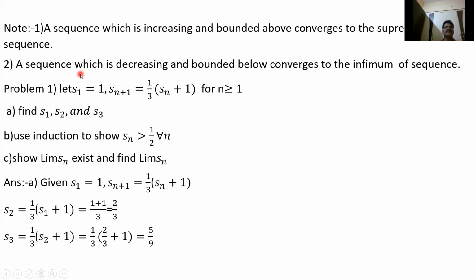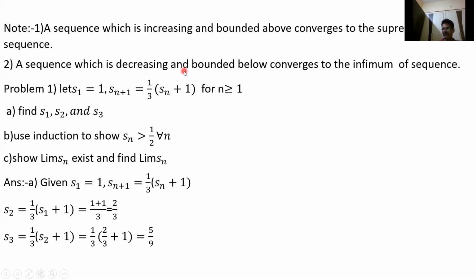And whenever it is decreasing, automatically it is bounded above. Every decreasing sequence is bounded above, so to show it is bounded, it is enough to show bounded below. So these two are enough. A sequence which is decreasing and bounded below converges to the infimum of the sequence. If the sequence is increasing, it is enough to show bounded above. If it is decreasing, it is enough to show bounded below, to decide whether it is convergent or divergent.